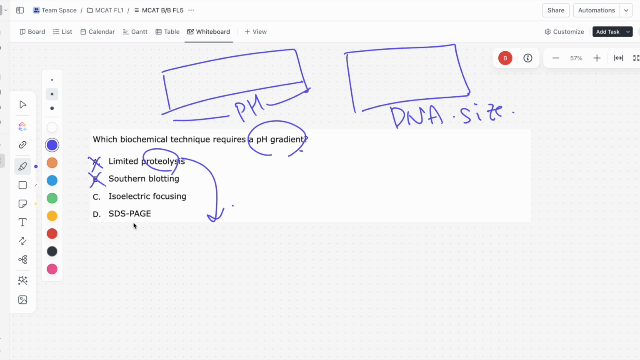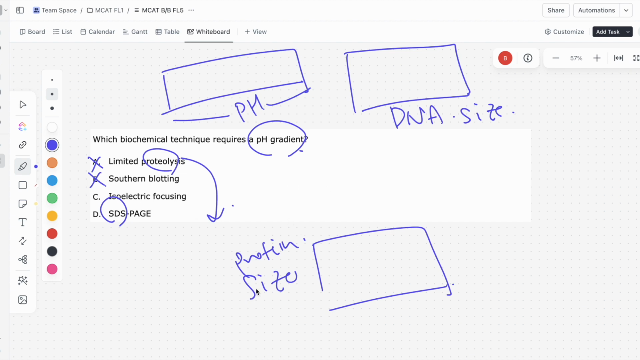So remember, SDS-PAGE is going to be separating out proteins after you denature them with SDS, and this separates by size as well. So this is protein. Similar to Southern blotting, it separates out by size, except you're looking at protein. This does not require a pH gradient. So that leaves us with isoelectric focusing.